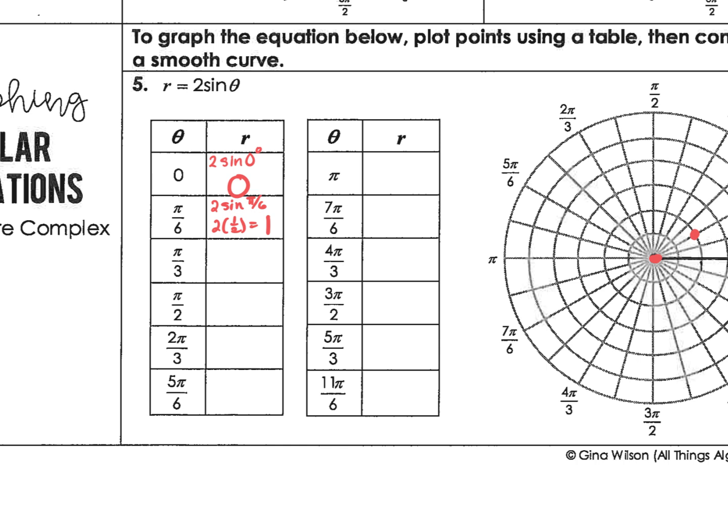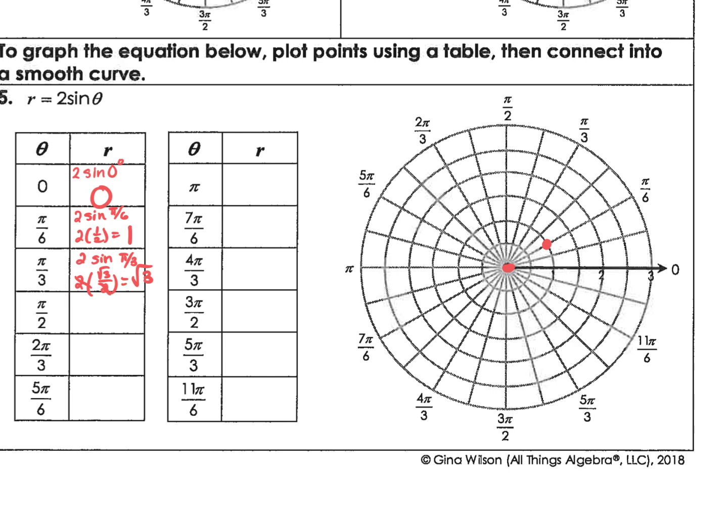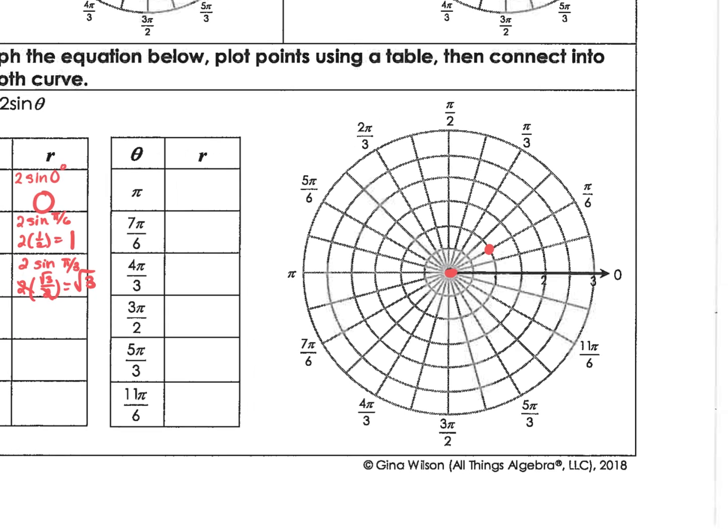At pi over 3, this is 2 sine pi over 3. Sine of pi over 3 is root 3 over 2, so this is just root 3. Root 3 is approximately 1.7. So at pi over 3, we are now at 1.7, so we're almost to 2. There's the 2 ring, so we're about here. Okay, so you can see what's happening.